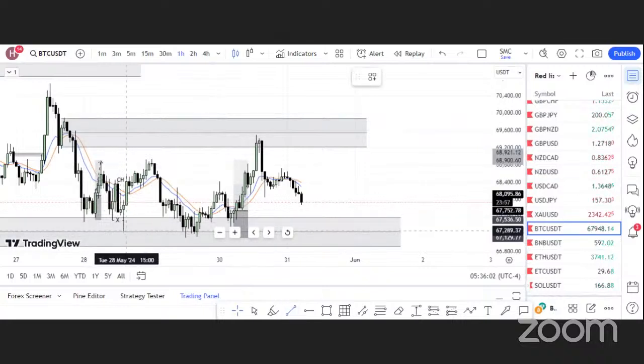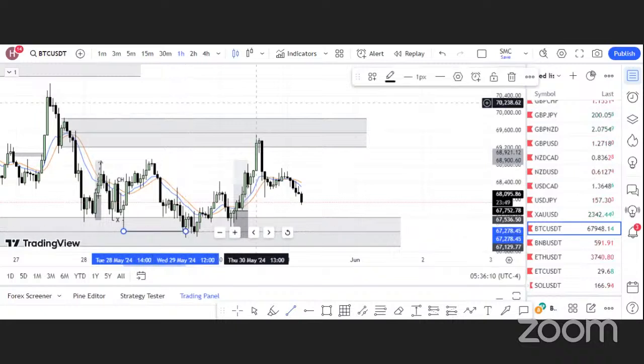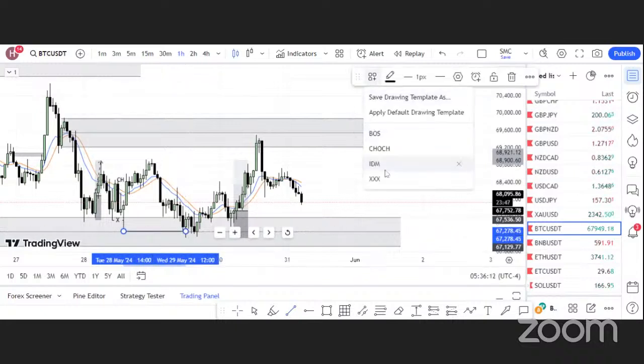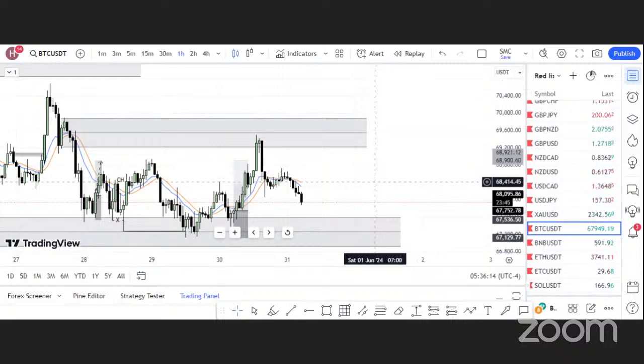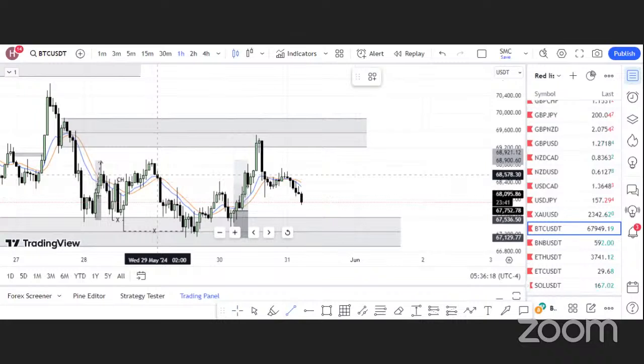All right. So first thing first, we want to look out for levels where the market has taken out liquidity. So the market took liquidity here, and next, let's see if we have a valid break of structure.